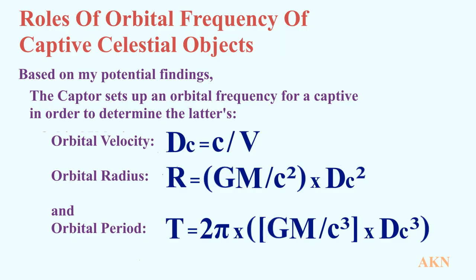Then there come the roles of the orbital frequency of captive celestial objects. Based on my potential findings, the Captor sets up a unique orbital frequency for a captive in order to determine the latter's orbital velocity, orbital radius, and orbital period, as shown in the present equations.